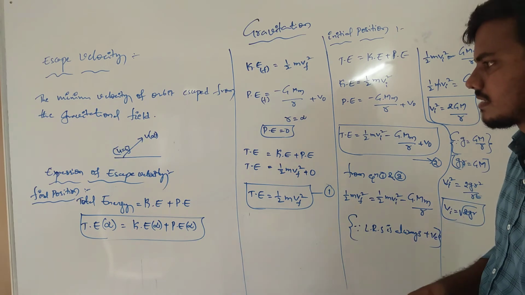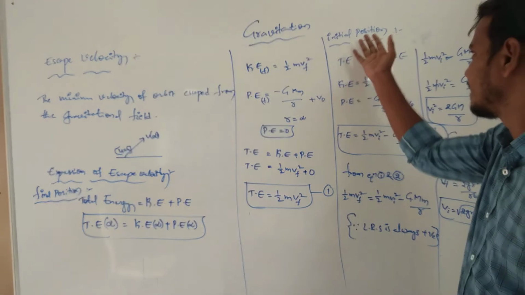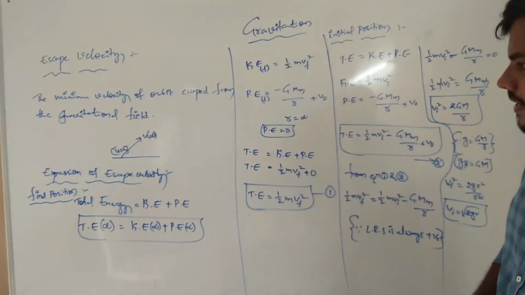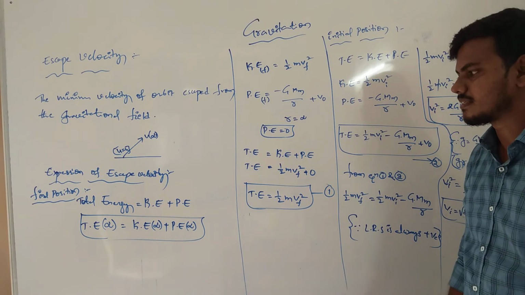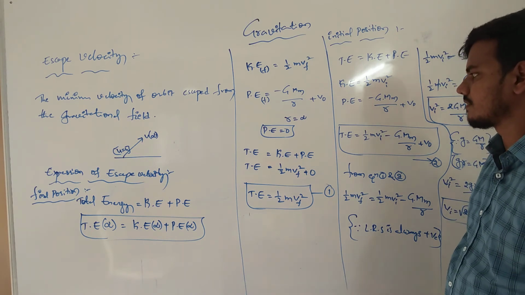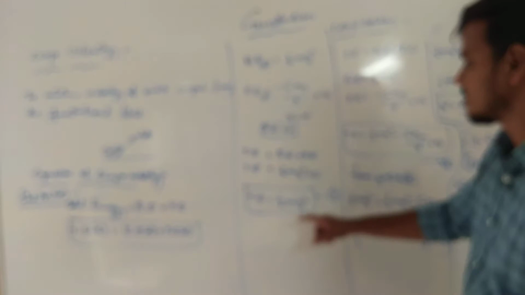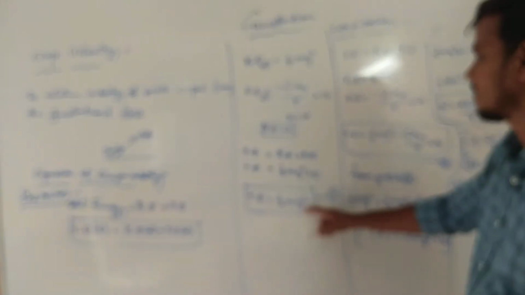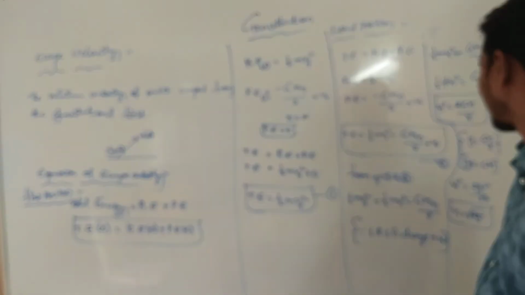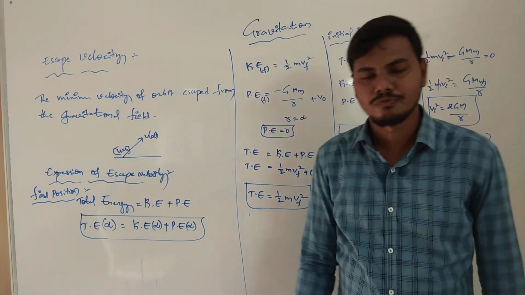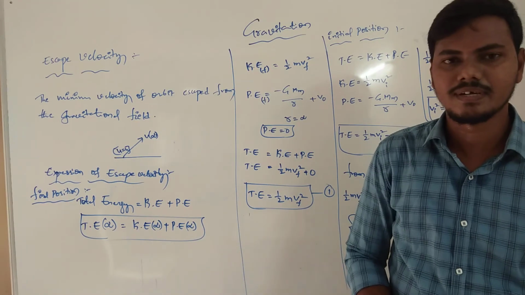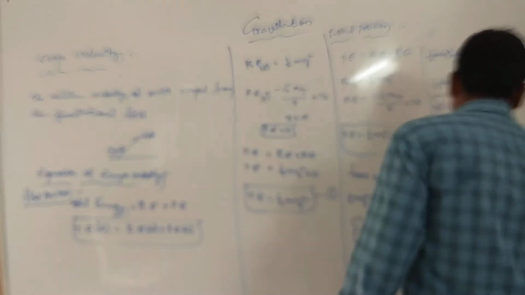Now for the expression of escape velocity, we take every final position and every initial position. Every final position replicates the total energy, kinetic energy plus potential energy. Now total energy is kinetic energy plus potential energy up to infinity. Potential energy is equal to 0, and kinetic energy is half m v squared. This applies to escape velocity. Now for an example of escape velocity, what kind of example are we introducing? The example for our topic.